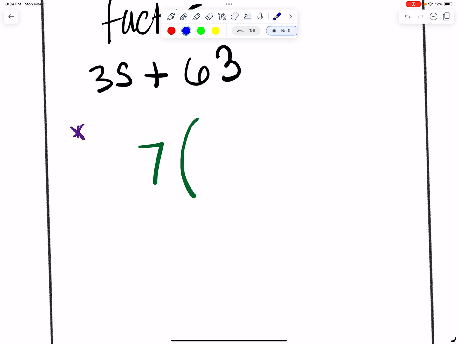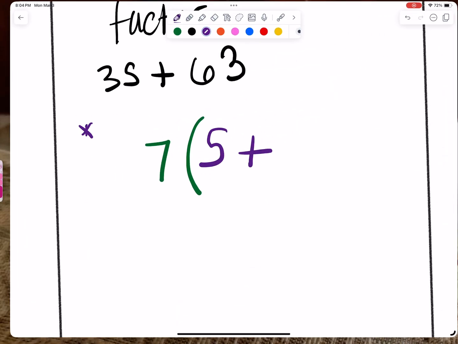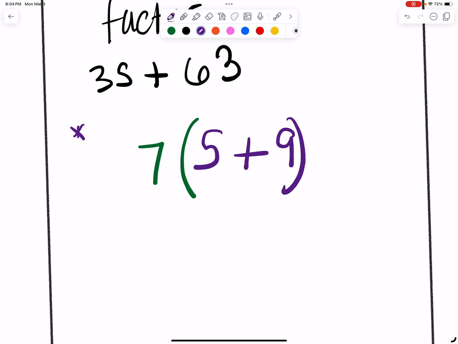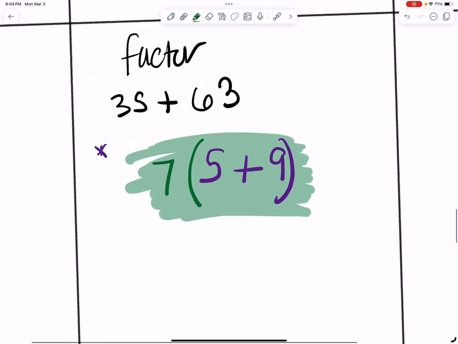And then I ask myself, 7 times what is 35? Or 35 divided by 7 is 5. And 63 divided by 7 is 9. And there it is. Factored. Took me a little longer, but I figured it out. Factored means it looks like a burrito.